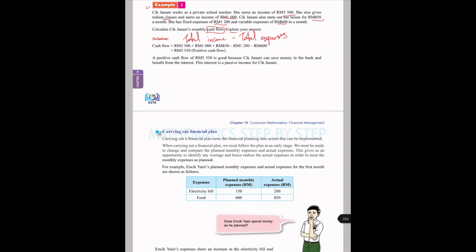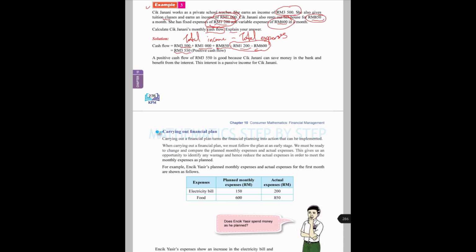So her income will be 3,500 plus 1,000 from her earnings in tuition classes. So 3,500 plus 1,000, and also from the rent she received 850. Then minus the fixed expenses 1,200 and 600 variable expenses. So these are the expenses. So the cash flow is positive 3,550.